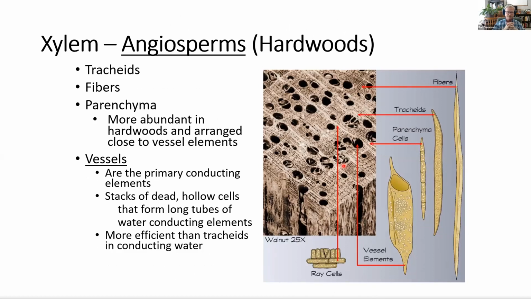Here's what it looks like on an angiosperm or a hardwood. We have similar cells, but they're not quite the same. We have fibers that hold everything together. Parenchyma is a lot more abundant in hardwoods and arranged close to the vessel elements. Vessels are the primary conducting elements. They are stacks of dead hollow cells that form long tubes of water conducting elements. These are more efficient than tracheids. So we have some capacity with tracheids, but a lot more in these open vascular vessels.